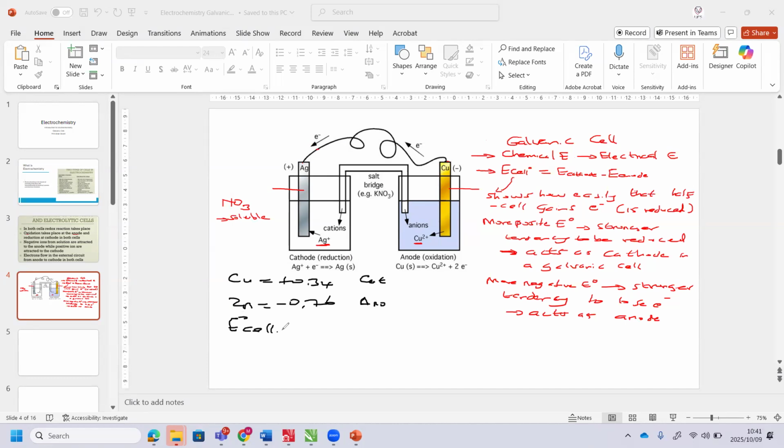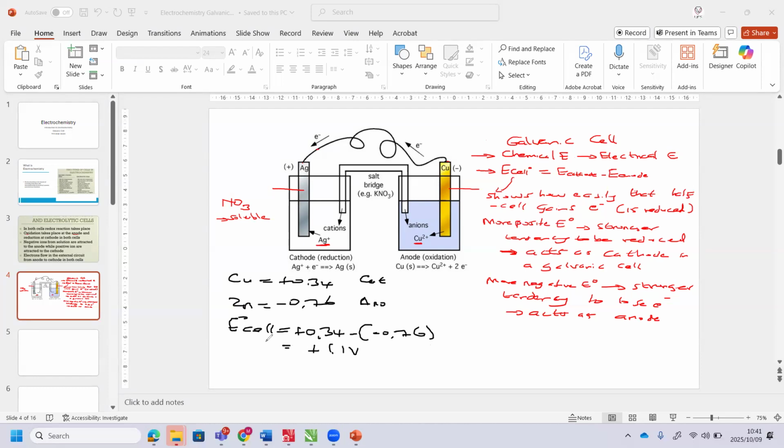All right, from the formula, the E of the cathode, we will say plus 0.34 minus minus 0.76. We can do this. I hope it makes sense. And then you will have plus 1.1 V. That's how you play around with these things. I hope it makes sense.